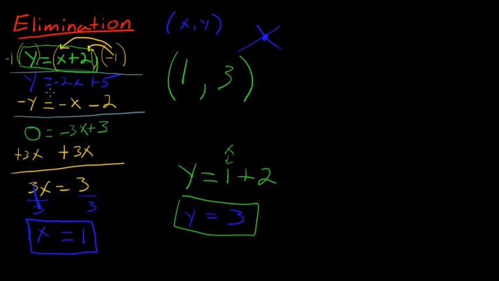So when we eliminate a variable, we can solve for the other variable, and then go ahead and substitute it back in like we did here. And that's all there is to it.